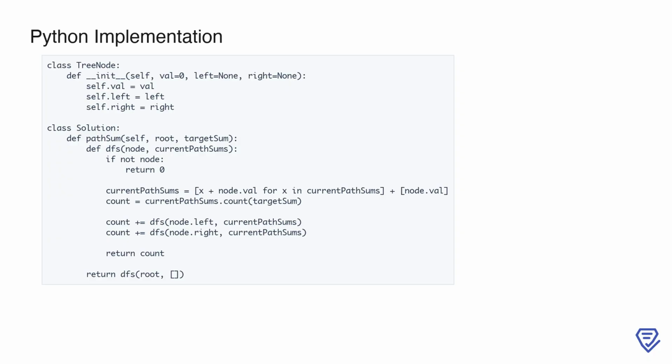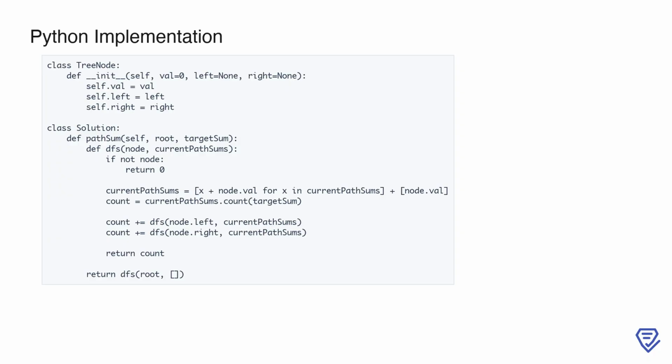2. Solution class and pathSum function. The pathSum function is the main method that calculates the number of paths that sum up to the given target sum. It uses a helper function dfs to perform a recursive depth-first search. 3. DFS function. This function is the core recursive logic for traversing the tree and calculating the path sums.